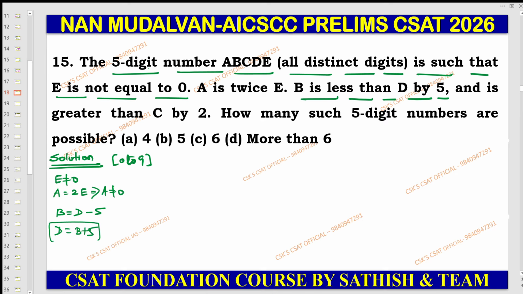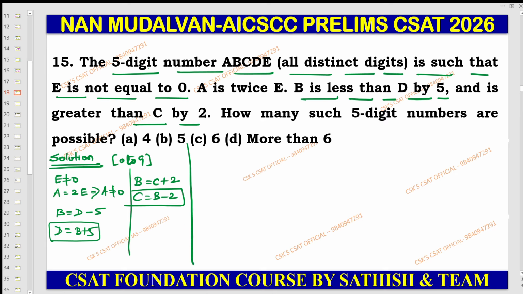Next step, and B is greater than C by 2. So same, B is greater than C by 2. So therefore C is equal to B minus 2.